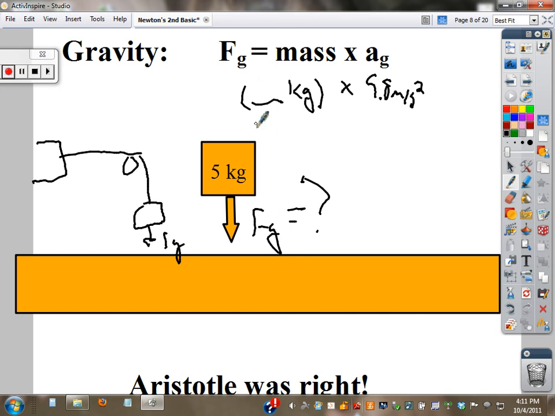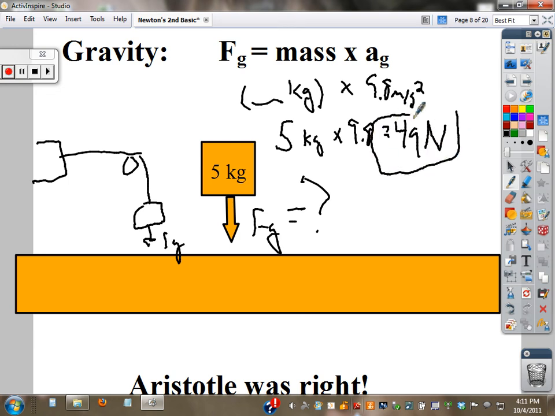So solve for it using the formula. The answer is 5 kilograms times 9.8 equals 49. And then the units are newtons. The units of force are always newtons, because it's easier than writing 49 kilogram meters per second squared.